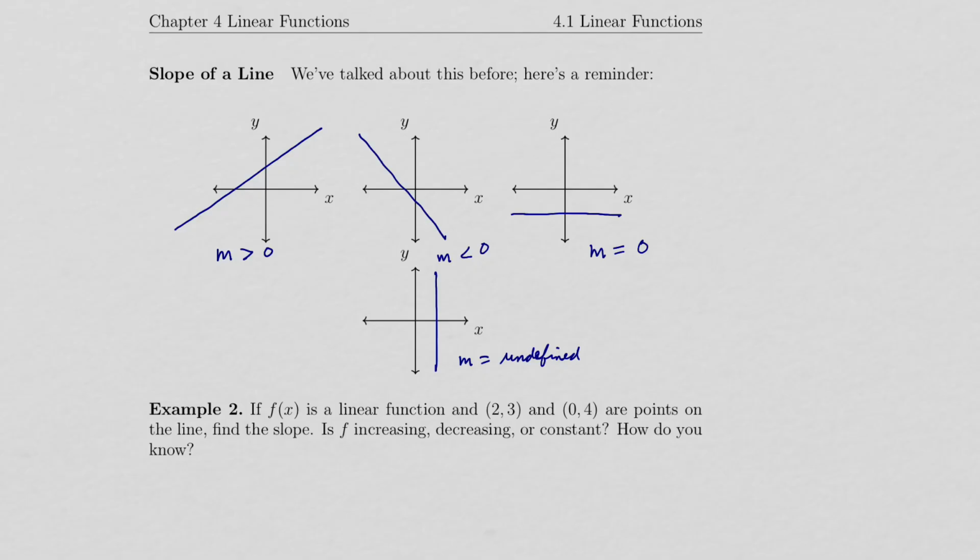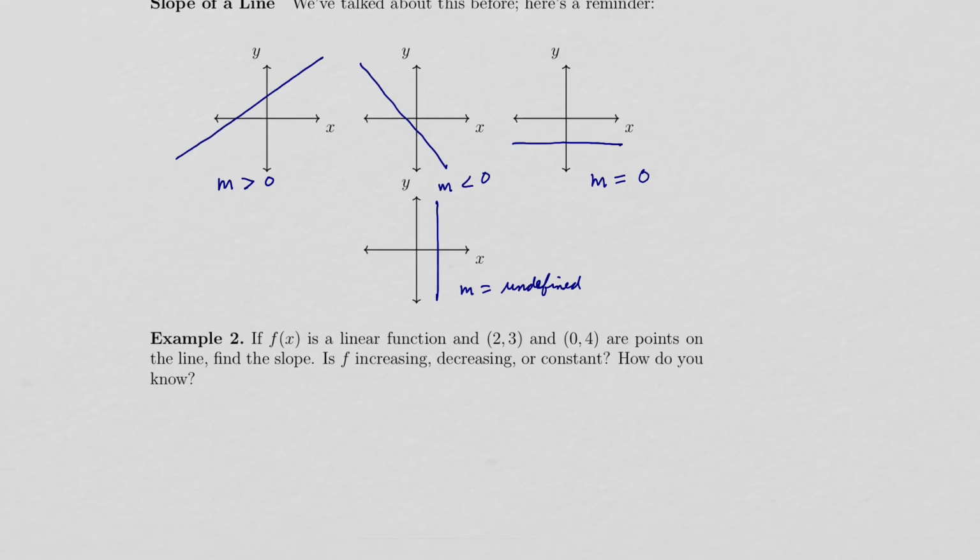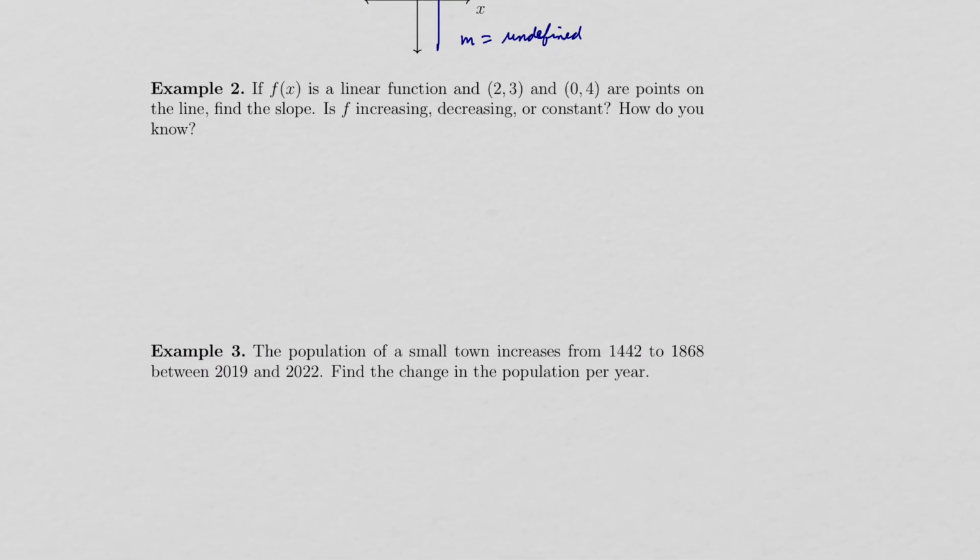All right, let's look at some examples with this now. So if f of x is a linear function, and (2, 3) and (0, 4) are points on the line, find the slope. Is the function increasing, decreasing, or constant?